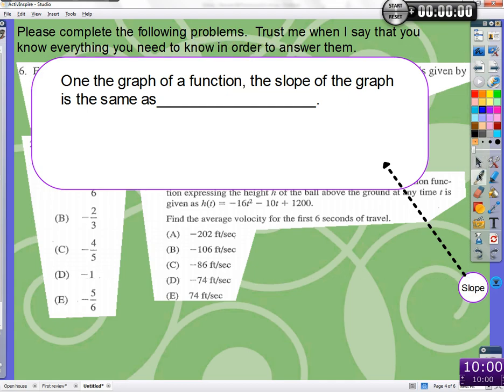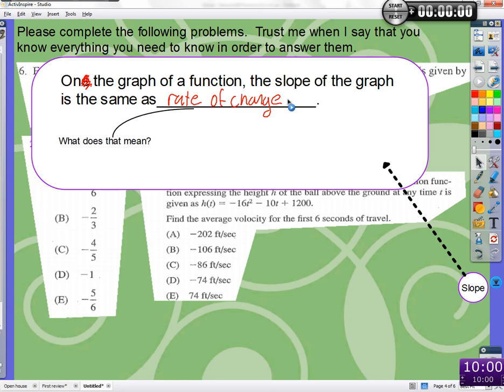This should say on the graph of a function. Okay, on the graph of a function. Is it speed or rate of change? The slope of the graph is the same as rate of change, because speed would be implying that we know the units that we're using. So rate of change.